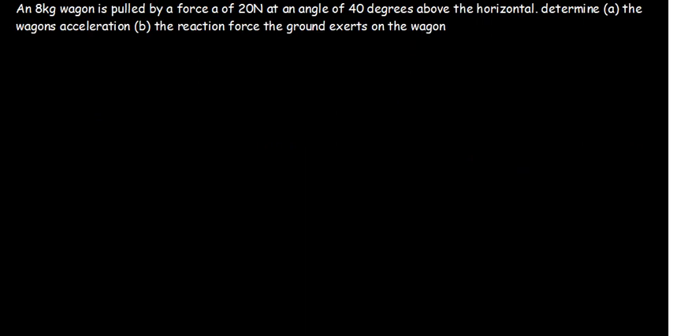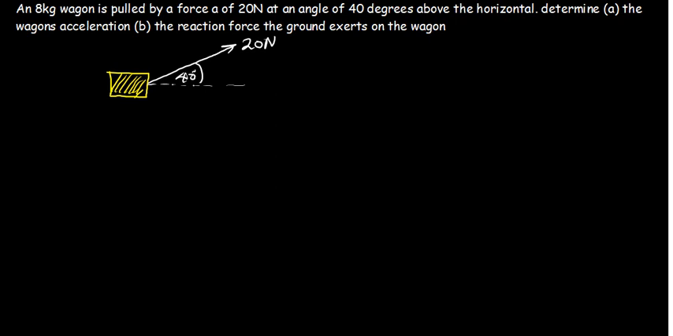Okay, the next one here. An 8 kg wagon is pulled by a force of 20 newtons at an angle of 40 degrees above the horizontal. So here you've got the wagon. This is the horizontal. And you are pulling this wagon by a force of 20 newtons at an angle of 40 degrees above the horizontal. Now we want to determine the wagon's acceleration and the reaction force the ground exerts on the wagon.